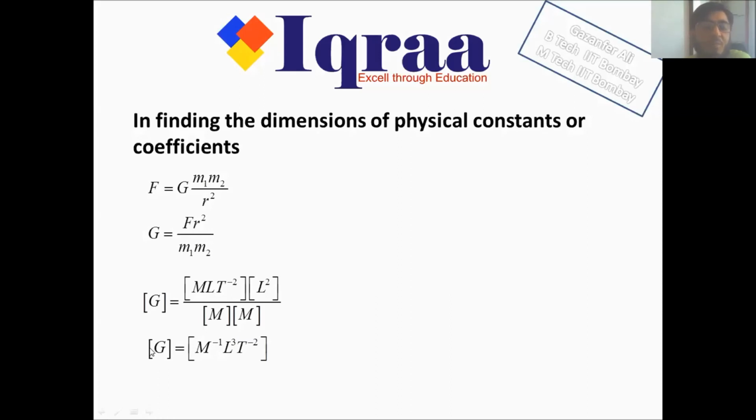We can find that the dimensions of G are M^-1 L^3 T^-2. So when we derive an expression experimentally, and the constant may not be dimensionless, then we can find the dimensions of that constant by equating the dimensions of the left hand side and right hand side of the equation.